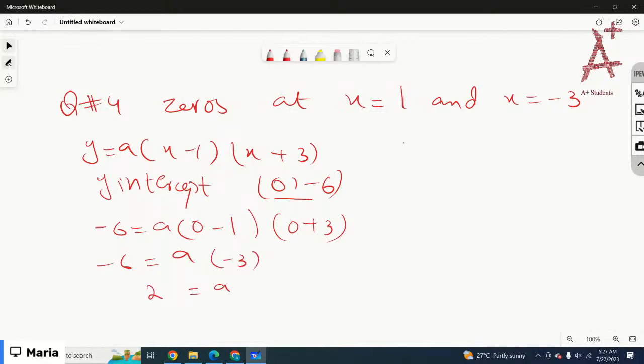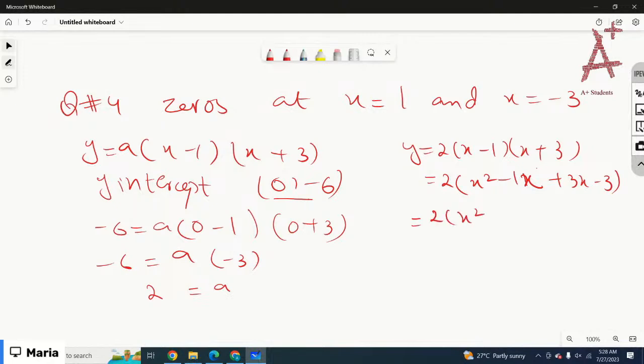Right? So the equation is y equals 2 times (x minus 1)(x plus 3). Okay, just expand the equation. So it would be x times x is x square, negative 1x, then you have plus 3x and minus 3. So it would be 2 times (x square plus 2x minus 3). Let's just multiply by 2. So it is 2x square plus 4x minus 6. That is the equation of the parabola in the standard form. Got it?